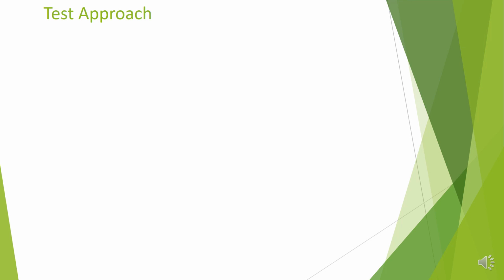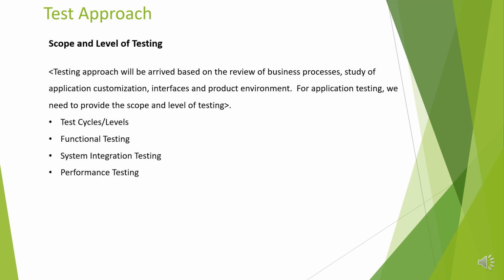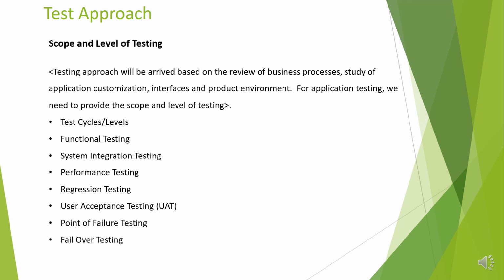The next section in the test approach document is scope and level of testing. Testing approach will be based on the review of business processes, study of application customization, interfaces, and product environment. For application testing, we need to provide the scope and level of testing. A few of the list are test cycles and levels, functional testing, system integration testing, performance testing, regression testing, user acceptance testing, point of failure testing, failover testing, and security testing.